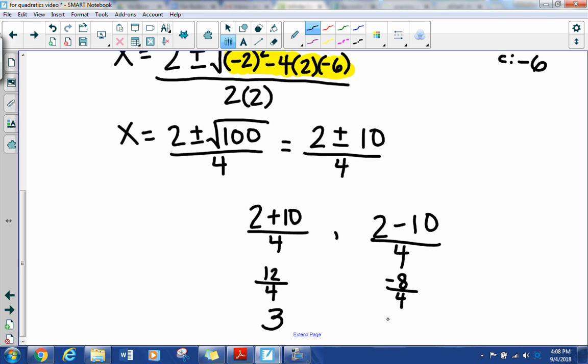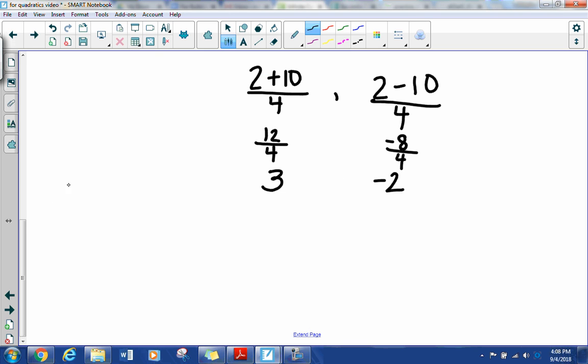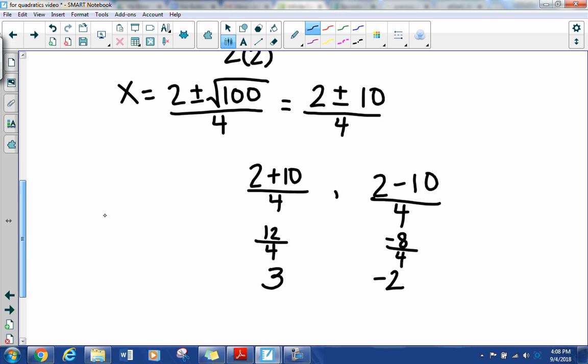So all of this work has now led me to say the two solutions to this quadratic equation are a negative 2 and a positive 3. And that's the third method that we can use for solving quadratic equations.